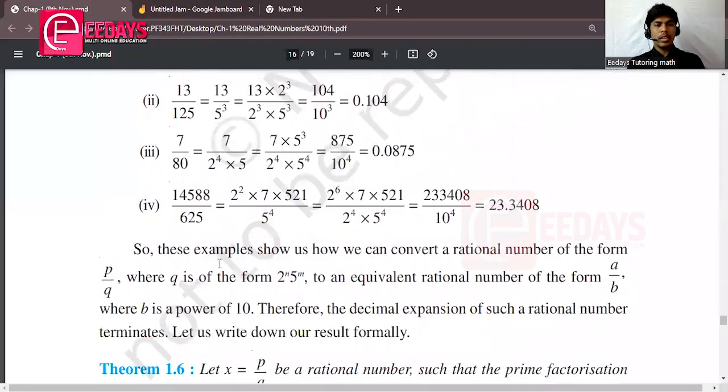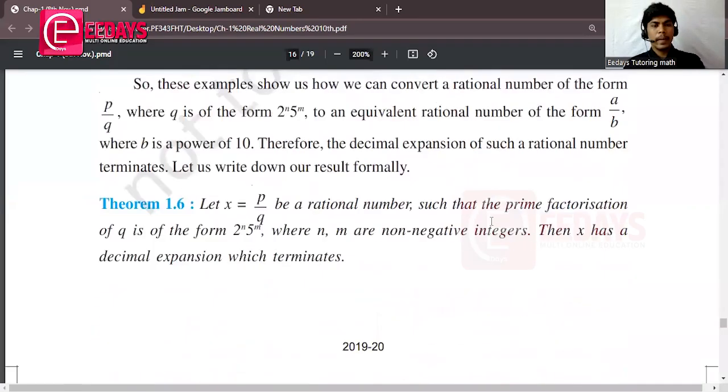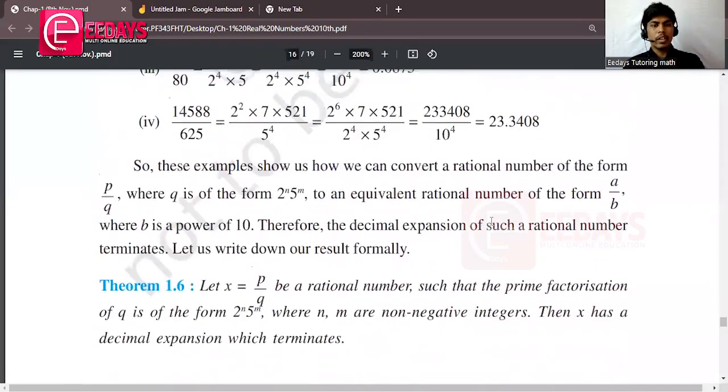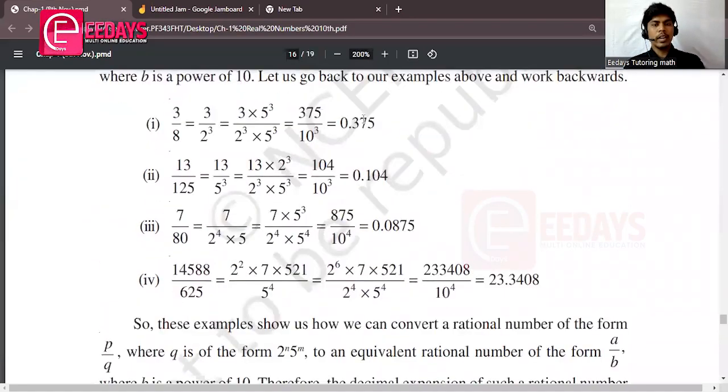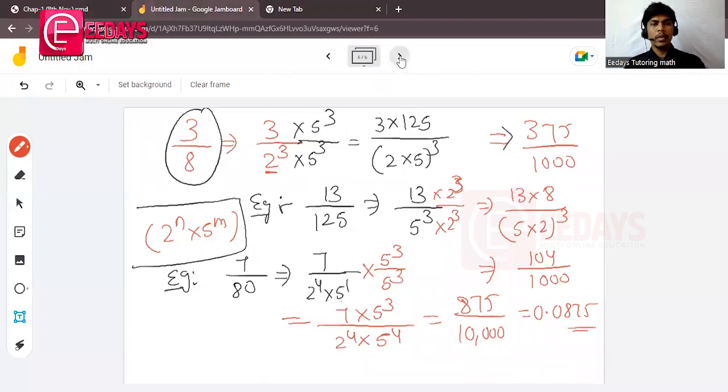Yeah, the same way you do here. Here 5 power 4 is only there. There is no 2 term in the denominator, you can see only 5 power 4. That's why you just multiply numerator and denominator with 2 power 4. So you'll get the equation like this. That is the one concept. Whatever format they give, you can convert into decimal fraction like this. If they give a rational number, you just convert into decimal number like this. Okay, I'll give you one other example.